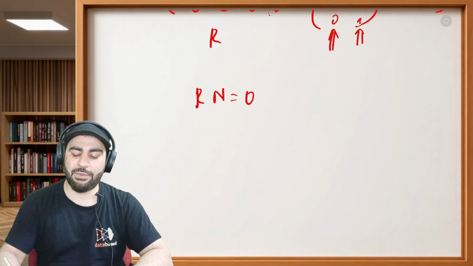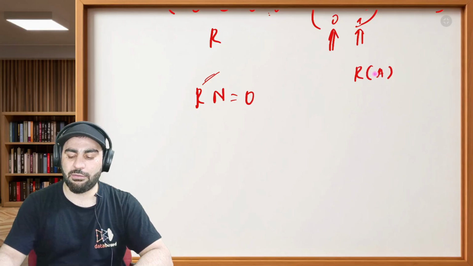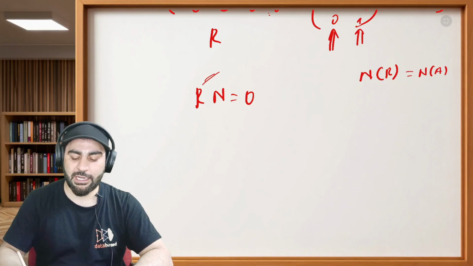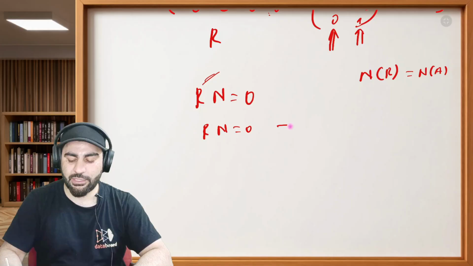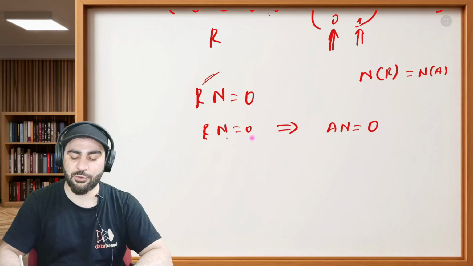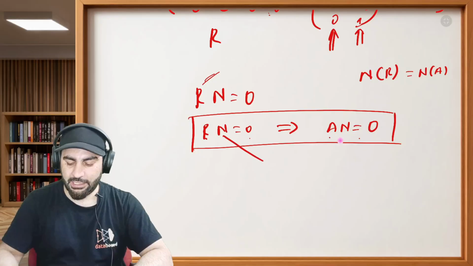Because I told you that the null space of R remains equal to the null space of A, if RN is equal to 0, this implies directly that AN also is equal to 0, because the null space is still the same. So this N is the null space for both.